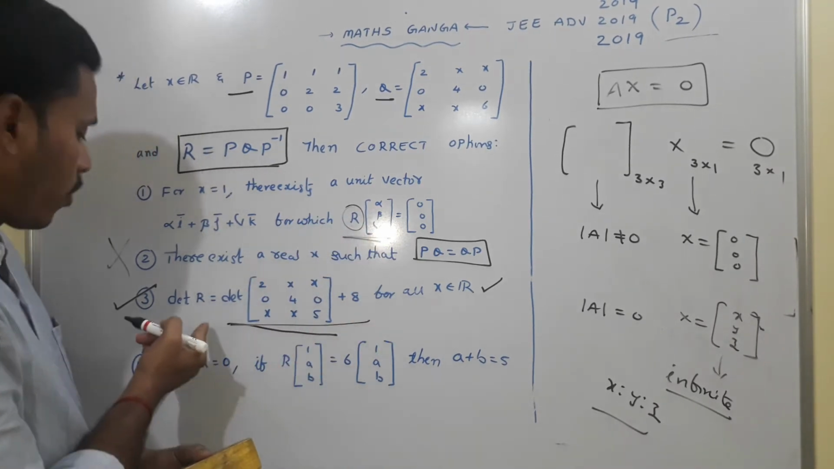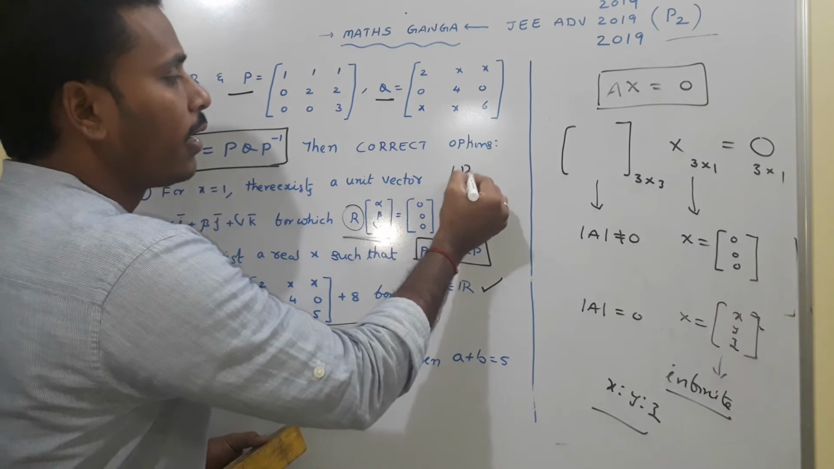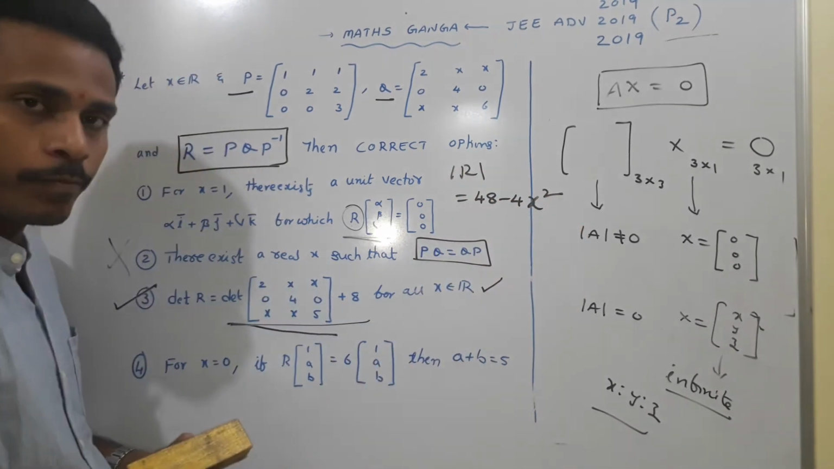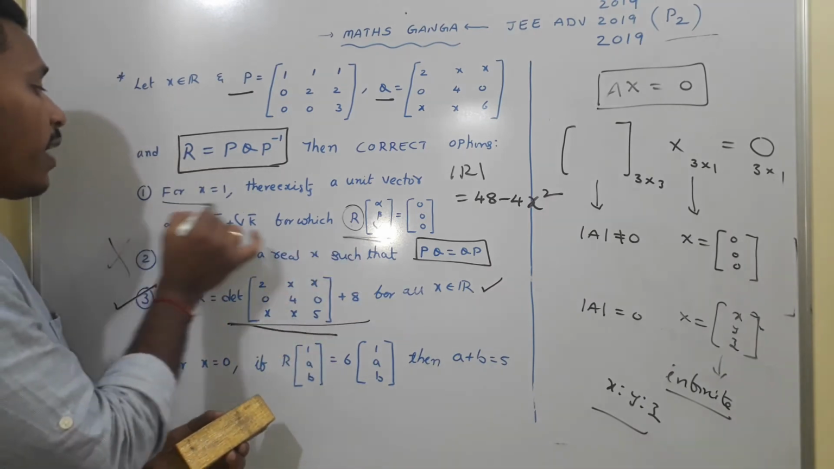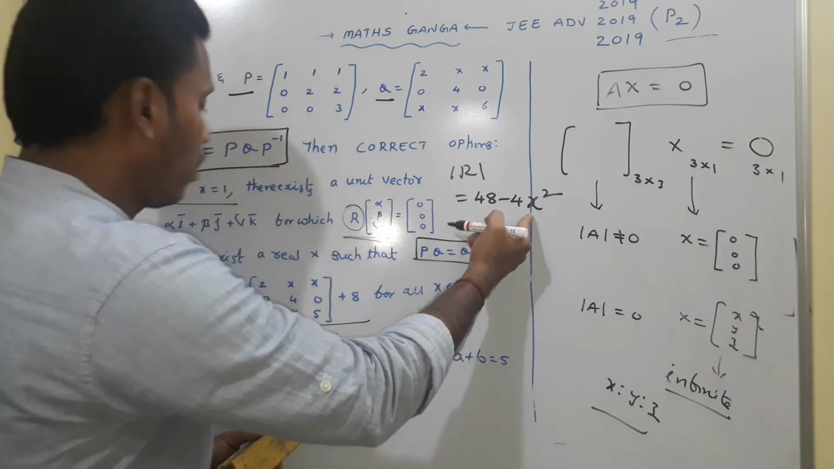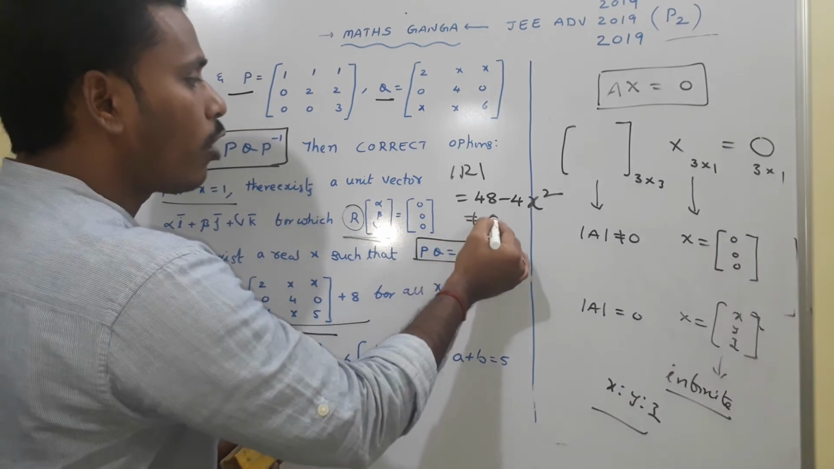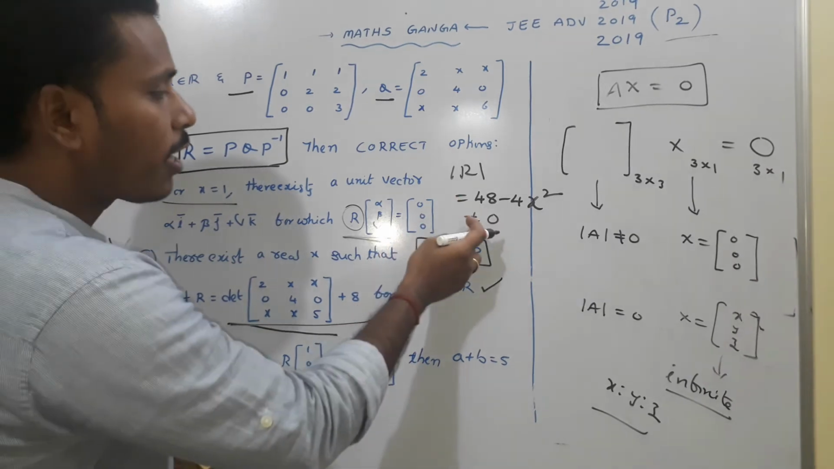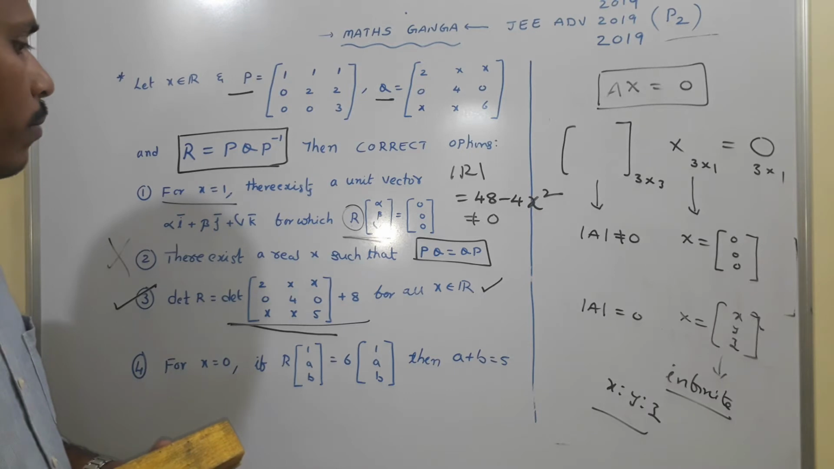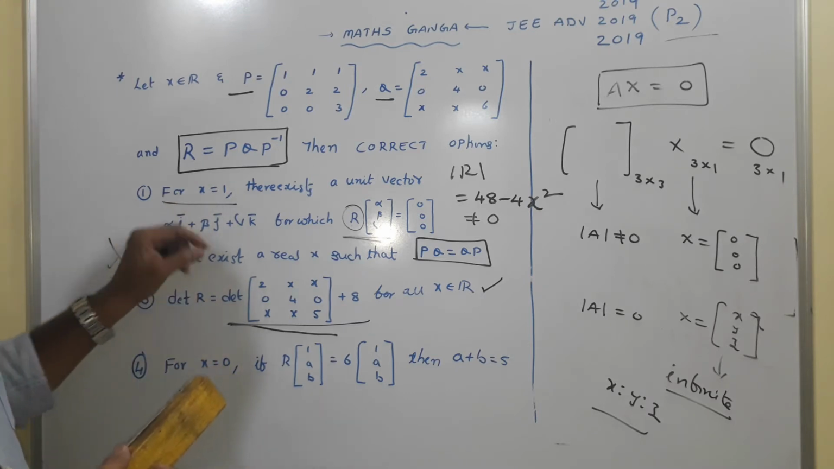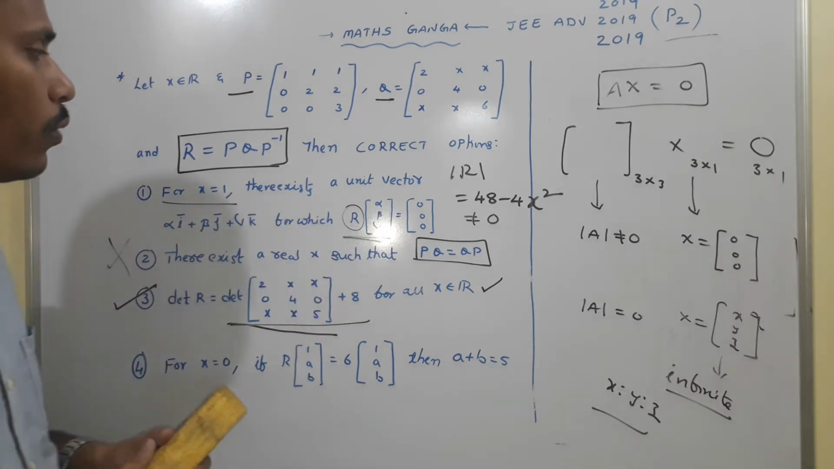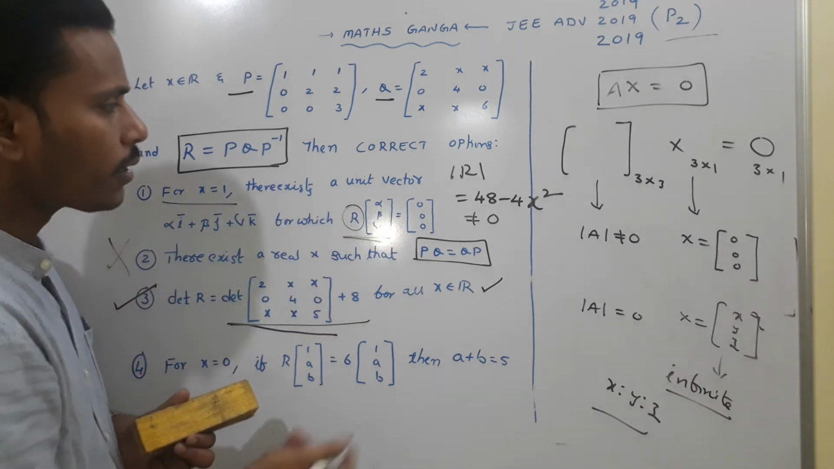For option 3, we already calculated the determinant of R as 48 minus 4x square. Here they mentioned that x equals 1. If x equals 1, this determinant is not equal to 0. Since the determinant is not equal to 0, for x equals 1, does there exist a unit vector for which R times alpha, beta, gamma equals 0?